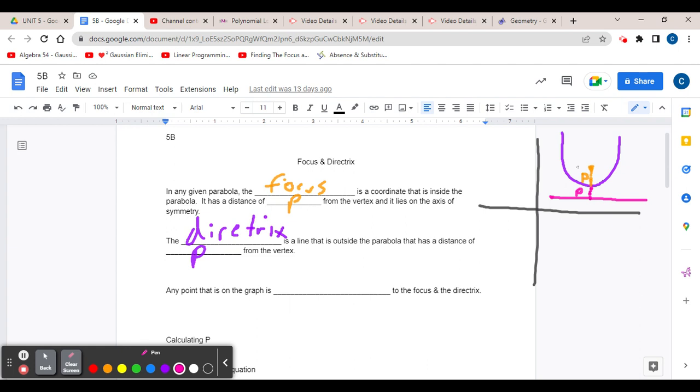Now, what's cool about this is that any point that is on the graph is equidistant from the focus and the directrix. So if we have a point anywhere on this graph, and I know it's probably not totally drawn to scale here, we have a point on the graph right here. This distance from that point to the focus is the same distance d to the directrix.